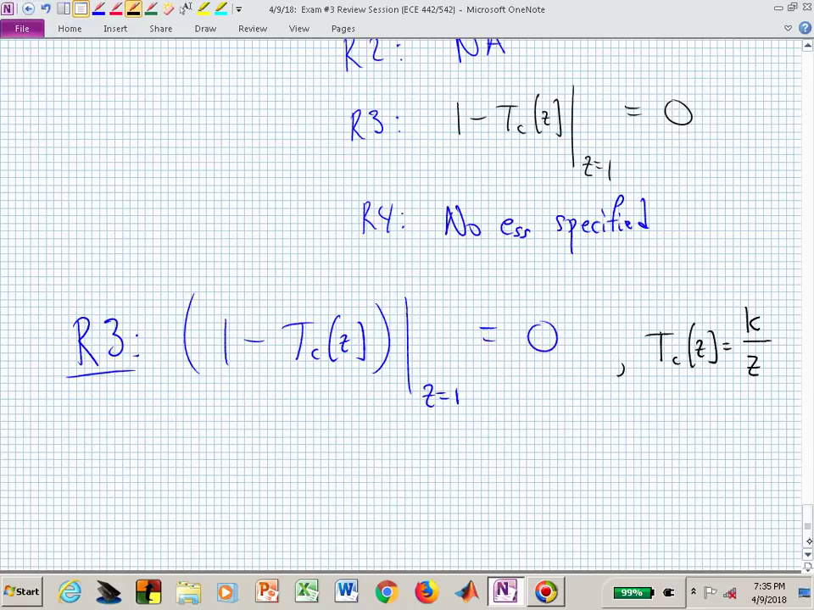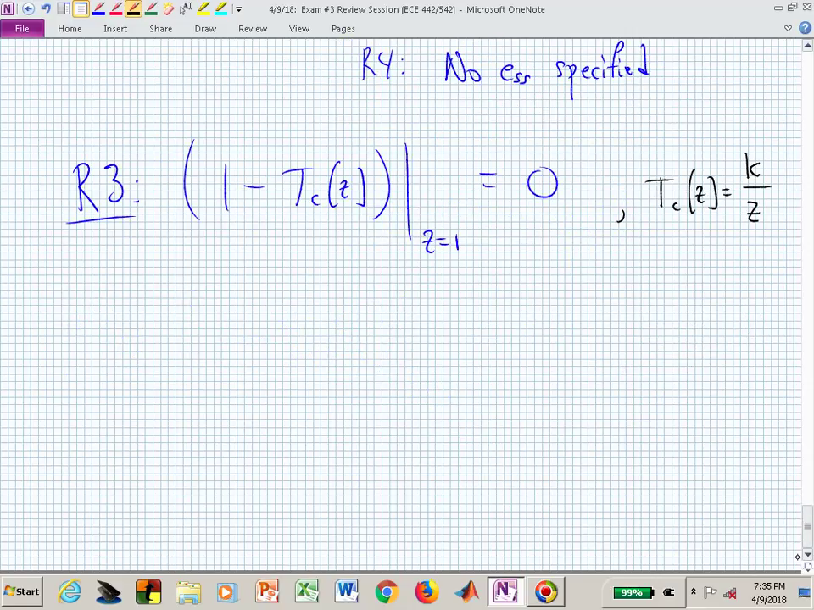T sub c of z is k over z. We now have 1 minus k over z. When z is equal to 1, the denominator is 1. We need that to equal 0. Is there a k that makes that true?